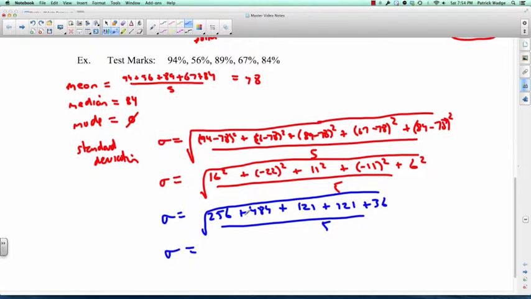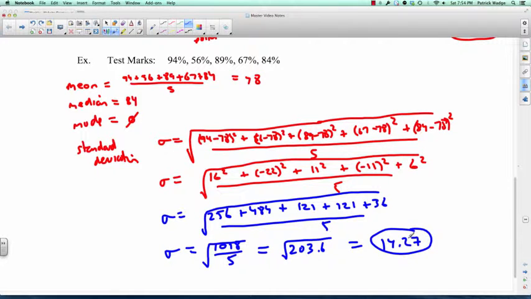Okay, you add all those top things together and you'll get 1018. Divide it by 5 and take the square root. Divide that and you get 203.6 and you take the square root. And the square root of that is 14.27. Okay, there's nothing particularly difficult about that, but boy, it sure does take a lot of time, right?